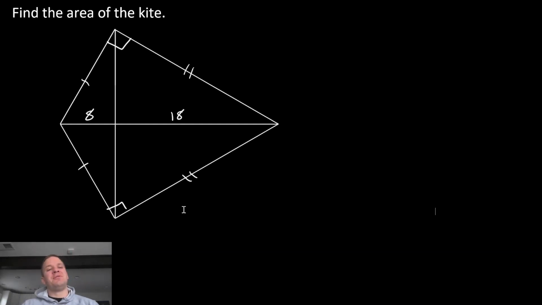Mr. Allen here, about to do some math. We're going to find the area of this kite. All right. So we have the congruent segments of the kite here, right? So we know that it's symmetric about that horizontal diagonal. It'll reflect over, so everything kind of matches up that way.